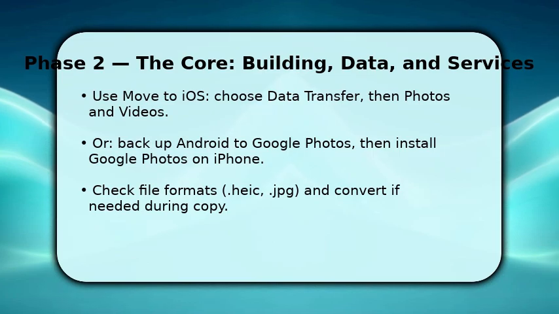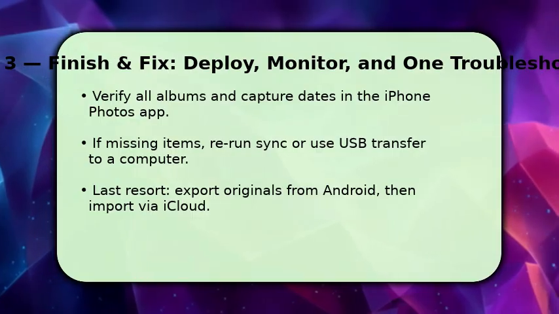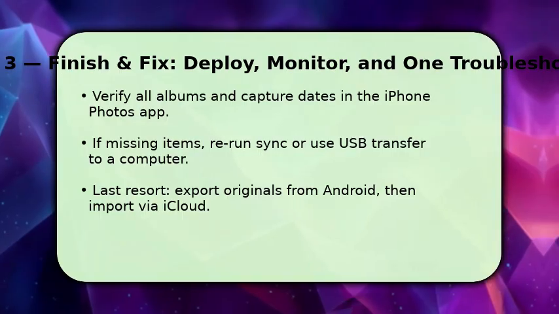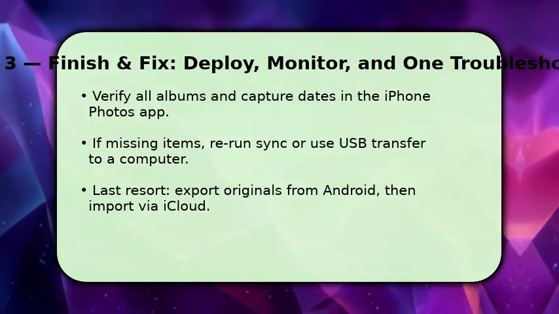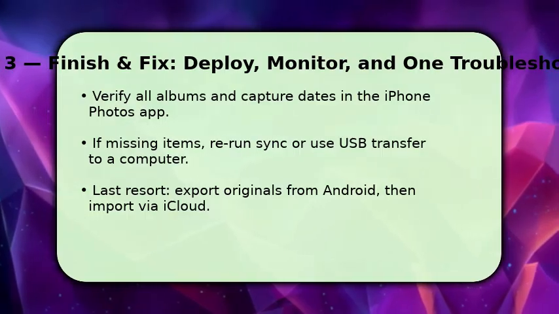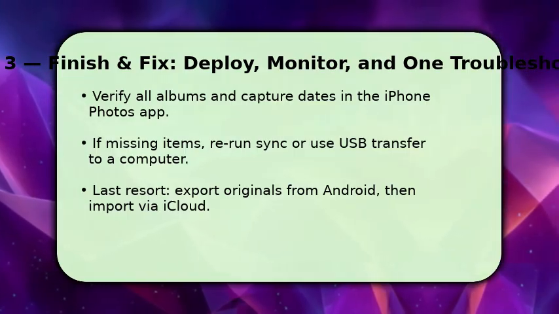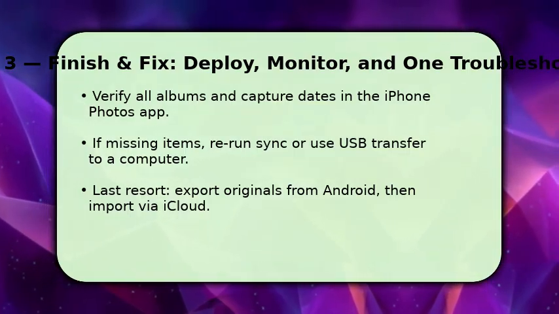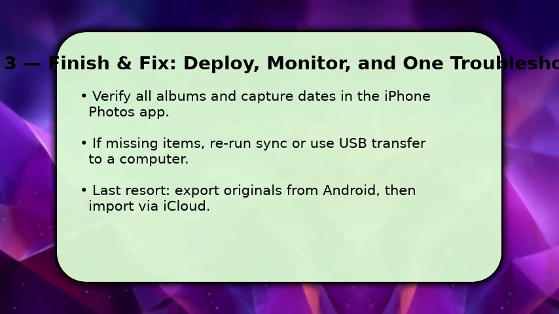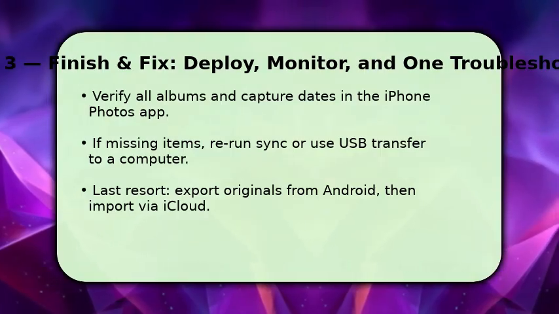While the transfer runs, you finish by validating that every album, video, and date stamp appears correctly in the iPhone Photos app. Scan favorites and moments for gaps. If items are missing, make sure sync completed on Android, then rerun the transfer or use a computer. Copy originals from Android to a Mac or PC and import into Photos or iCloud. If transfers fail repeatedly, clear cache, update both apps, and try a wired USB transfer. This resolves most stubborn connectivity or permission problems.